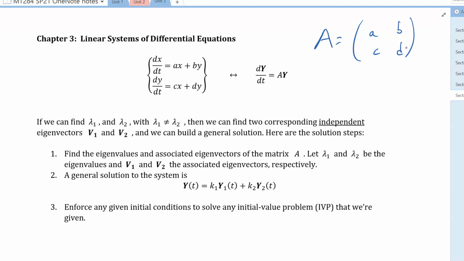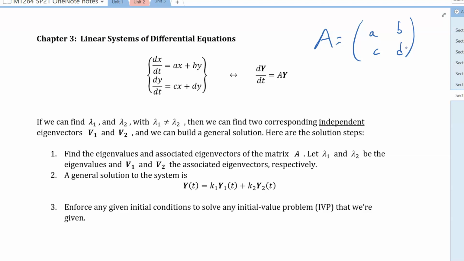All right, if we can find two distinct eigenvalues of that matrix, then there will be two corresponding eigenvectors, one to lambda 1, one to lambda 2, and those ones will actually turn out to be linearly independent, and therefore we can build a general solution.